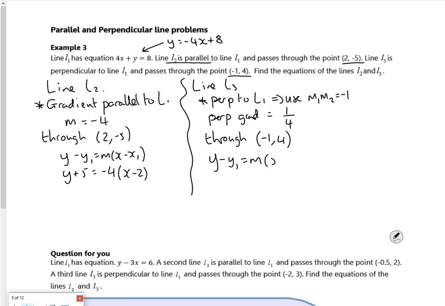I always write these down, so it just reminds me what I'm doing. There's so many different bits of formula you have to remember. You want to make it easy for yourself. So y minus 4 is a quarter of x plus 1. There you go, job done. Having created the two lines, we could expand brackets, rearrange them, and see where they cross each other, but it doesn't ask for that, does it really? It just says find the equations.